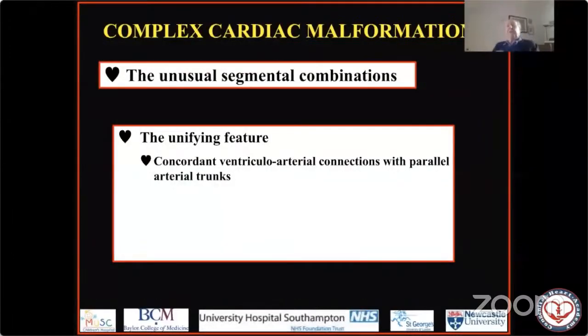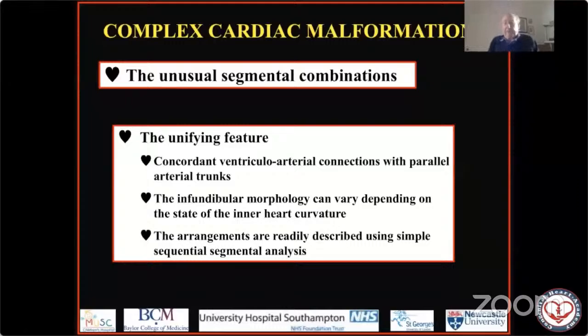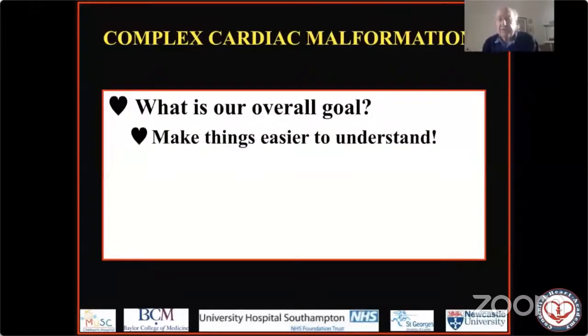So I do believe we can now provide you with a good explanation of all these lesions. And what we have shown you today is how we produce concordant ventricular arterial connections with parallel arterial trunks. And that has been the feature that has combined the various entities we have been discussing. We also know from our knowledge of development now that the infundibular morphology will vary according to what happens to the inner heart curvature. And we also know, I hope as you've seen, that all these arrangements can readily be described using simple sequential segmental analysis.